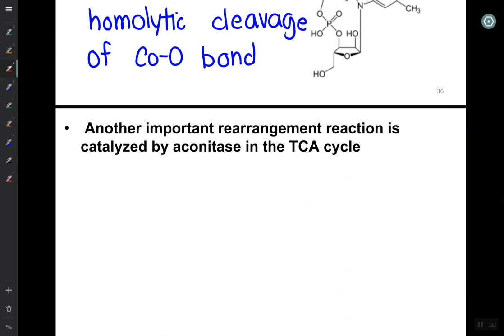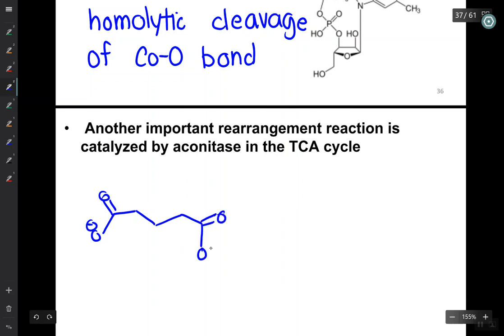Another important rearrangement reaction is catalyzed by aconitase in the TCA cycle. In case you forgot what that reaction involves, you take citrate, which is a symmetric structure, right? You've got two carboxylates, you've got the center carbon that has a third carboxylate with an OH.